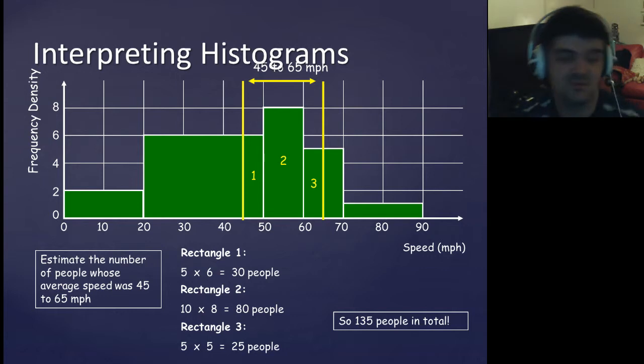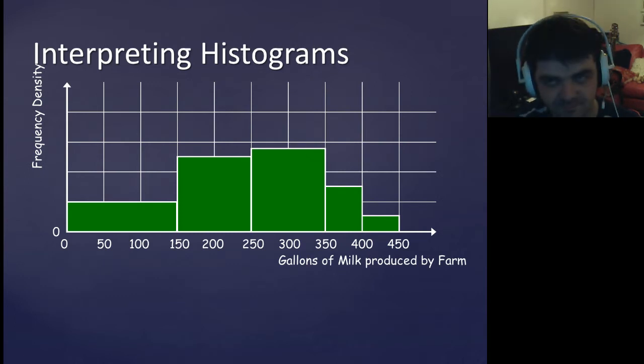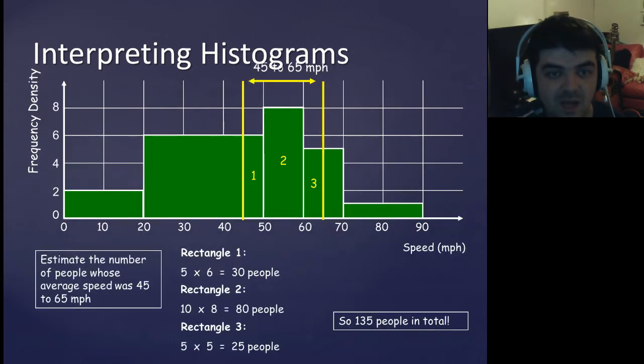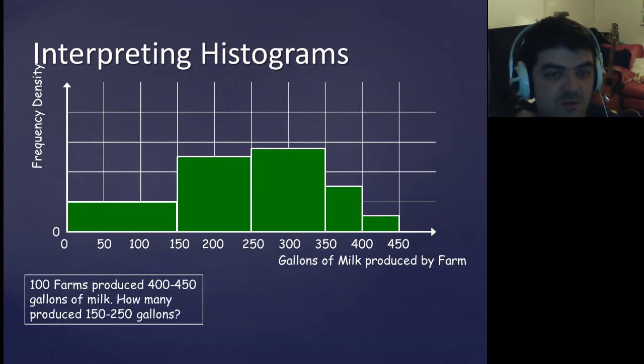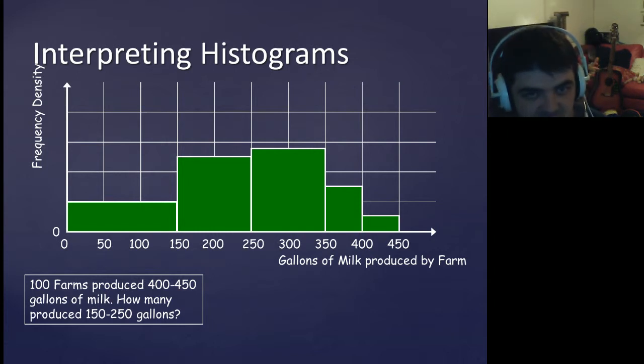And this is just the basis of the things that you can get asked to do with histograms. Let's do one more, for good time's sake. But again, pause the video, try and do it yourself. 100 farms produced 400 to 500 gallons of milk. How many produced 150 to 250 gallons?